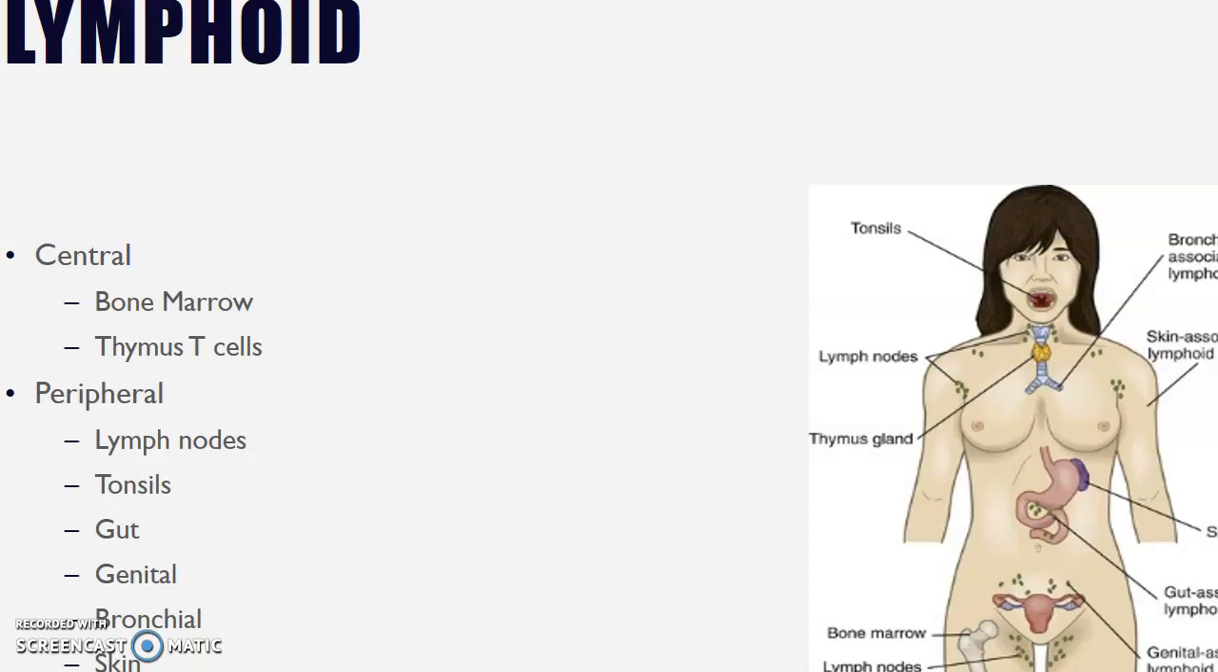We also have the peripheral: our lymph nodes, our spleen, our tonsils, gut, genitalia, and bronchial and skin. And these are important for filtering foreign antigens from the blood. So if you look at the peripheral, it's kind of like how an antigen can get into our body. We can eat it, we can drink it, we can breathe it in, we can get it on our skin.